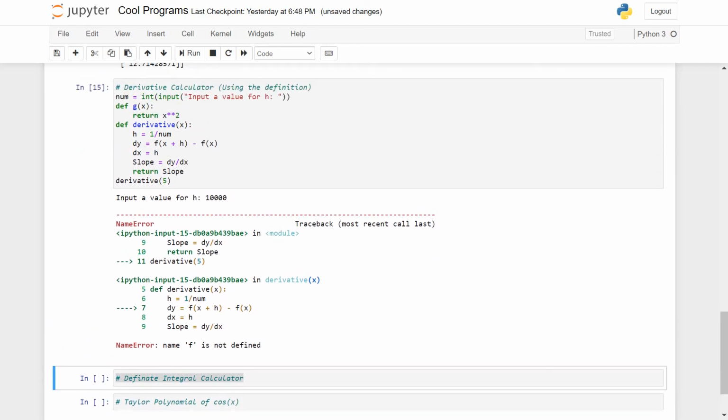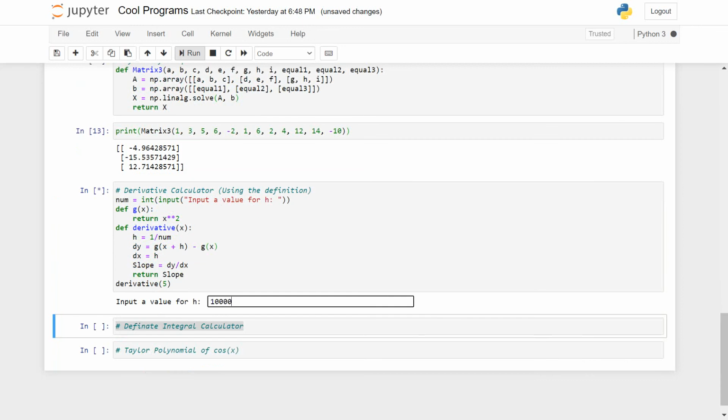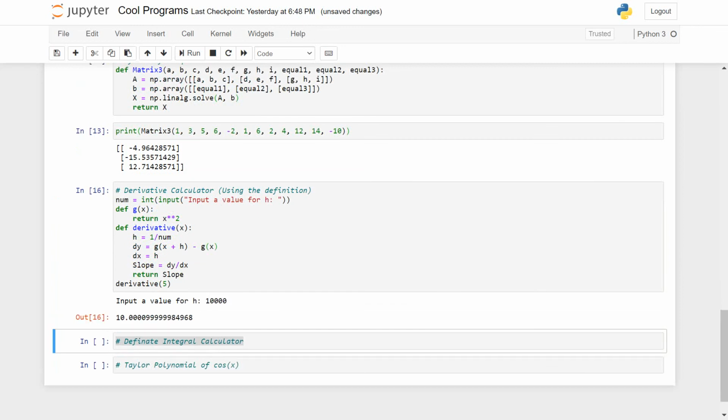Oh, what's our error? Name f is not defined. Oh, I see. We used g of x instead. I just forgot. I'm just so used to f in this case. So let's run this again. Let's go 10,000. And yeah, that's quite close to 10. As you can see, it's very close to 10. So quite good. We can try different values.